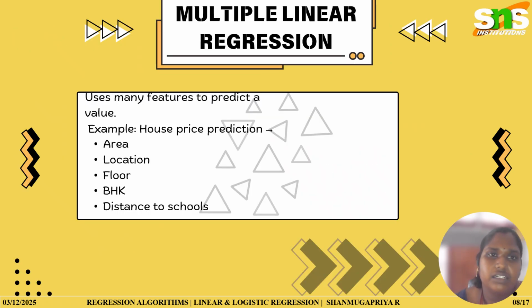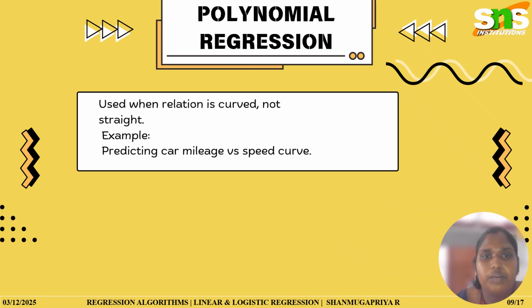So what is multiple linear regression? It uses one or more values. For example, house price by area, location, floor, BHK, and some other factors. That is called multiple linear regression. The next one is polynomial regression, with two or three more values. The major difference is that it's not a straight line, it's a curve. When the relation is curved but not straight, it's polynomial regression. For example, predicting car mileage by speed, which follows a curve.